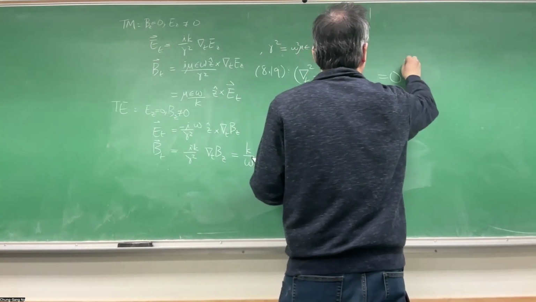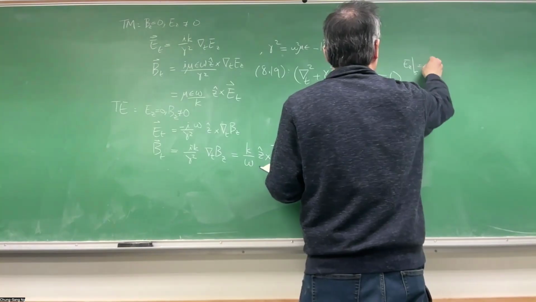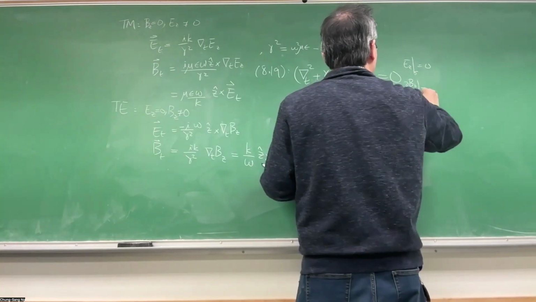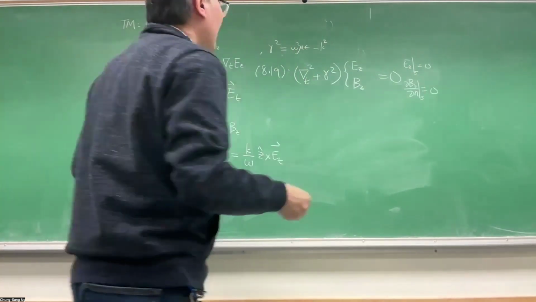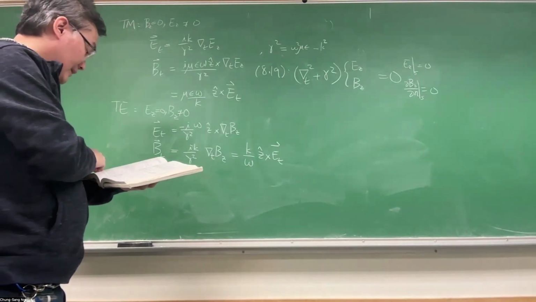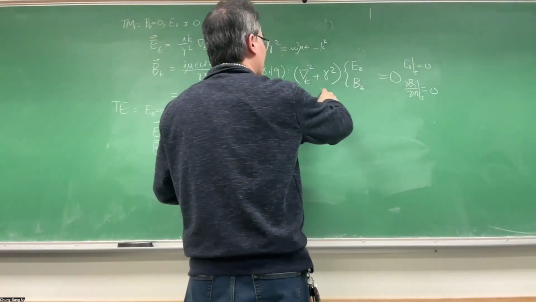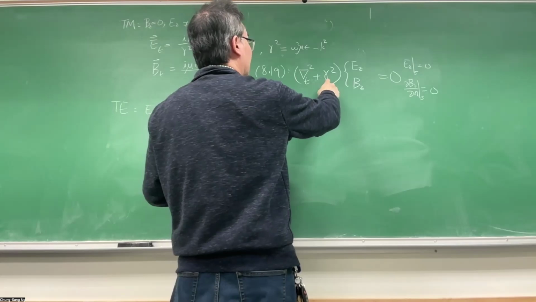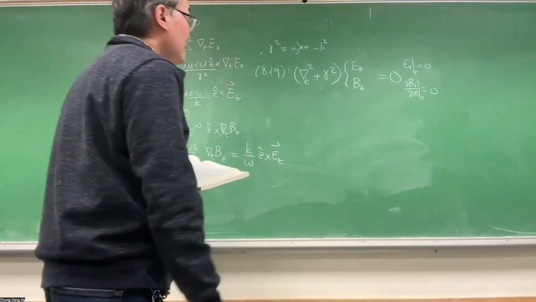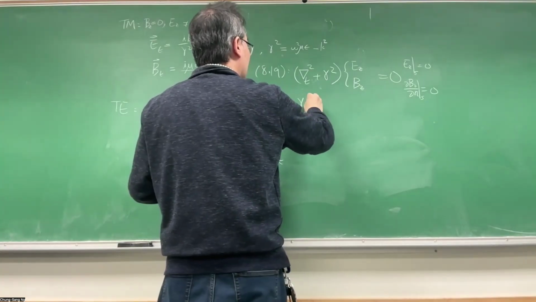For the TM mode, the boundary condition is Ez is 0 on the surface. For the TE mode, partial Bz over partial n is 0 on the surface. So this becomes a boundary value problem, right? And the idea is that the boundary value problem may not have a solution. The only solutions will exist for some discrete values of gamma. So not all gamma will support a solution. You can indicate a solution of gamma as gamma lambda.